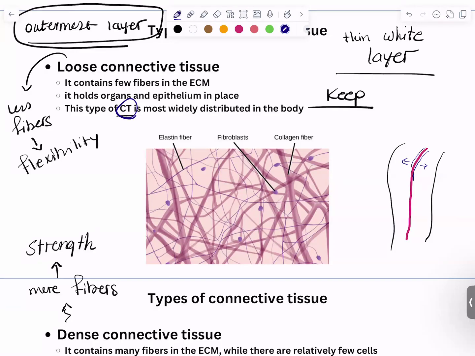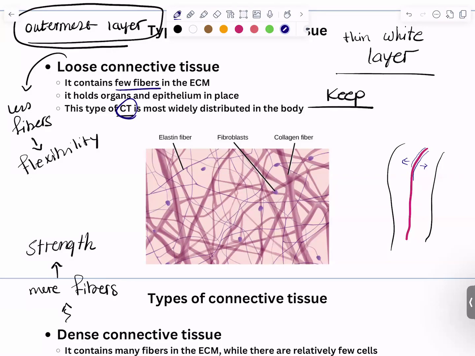We don't need a very, very strong structure. It must be flexible. It must be able to move some parts. For example, when you're running, the small intestine, large intestine, and other parts are moving inside the human body. So there is a kind of loose connective tissue between all layers so they don't change their position, but they can move. So that is flexibility.